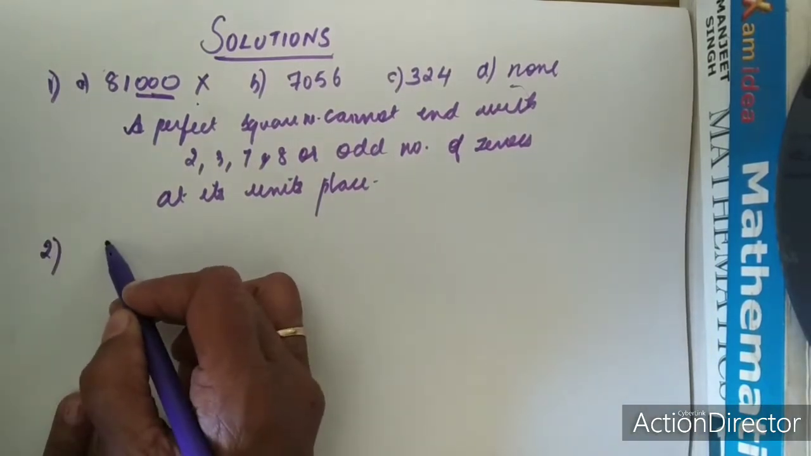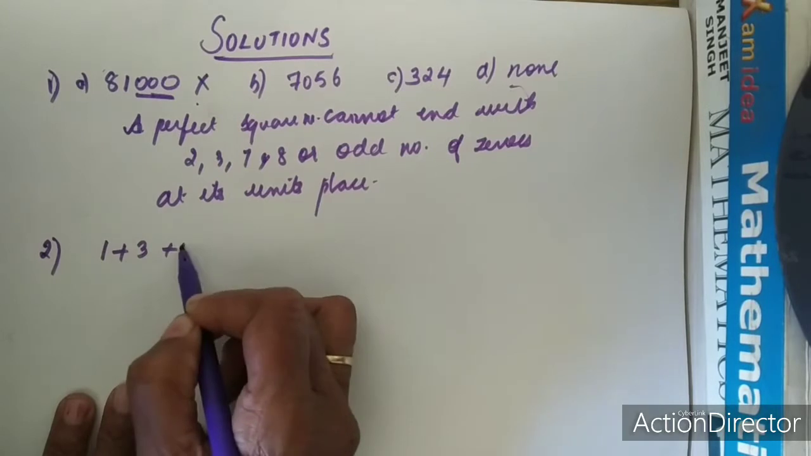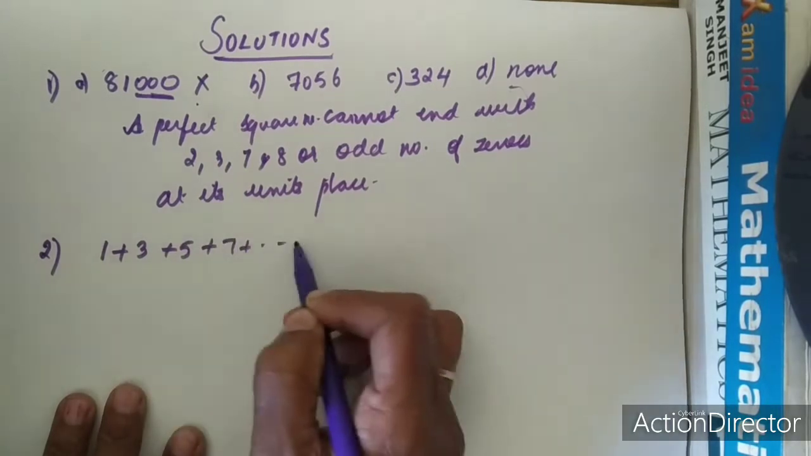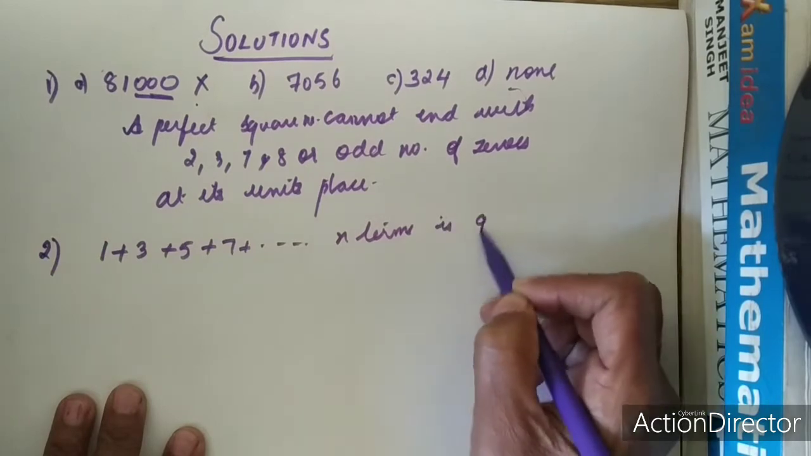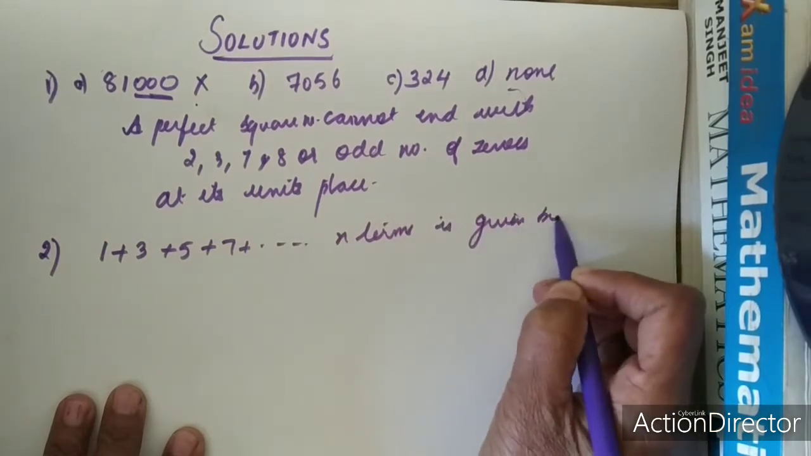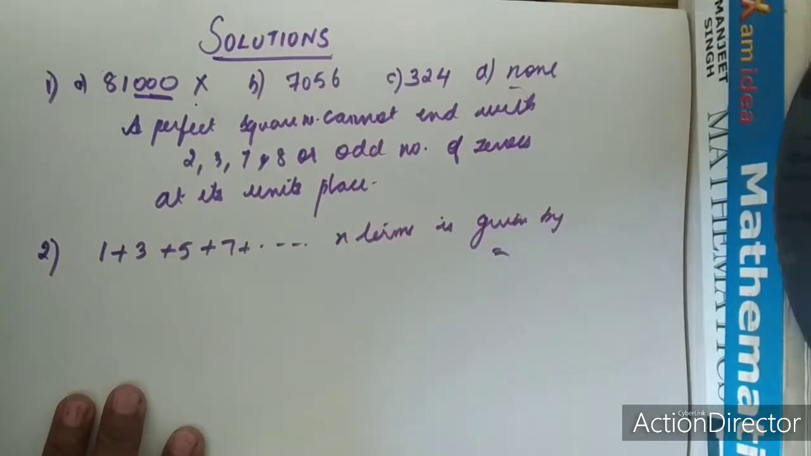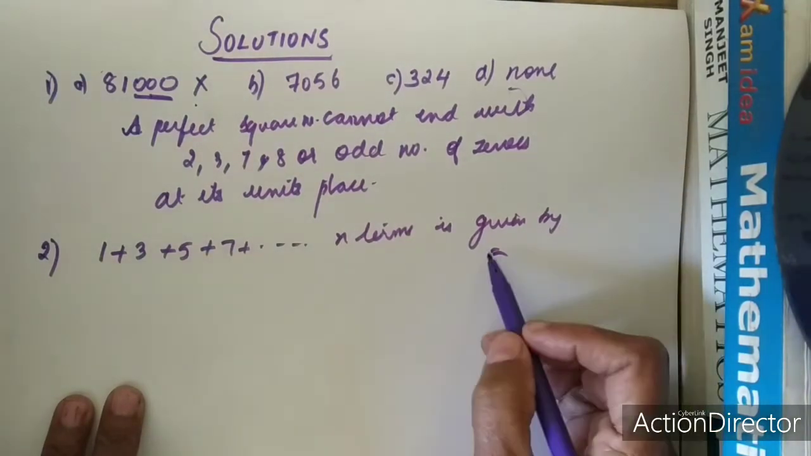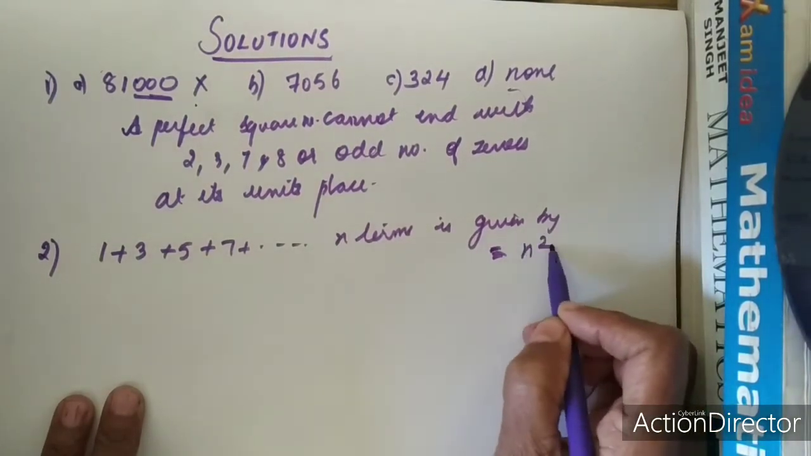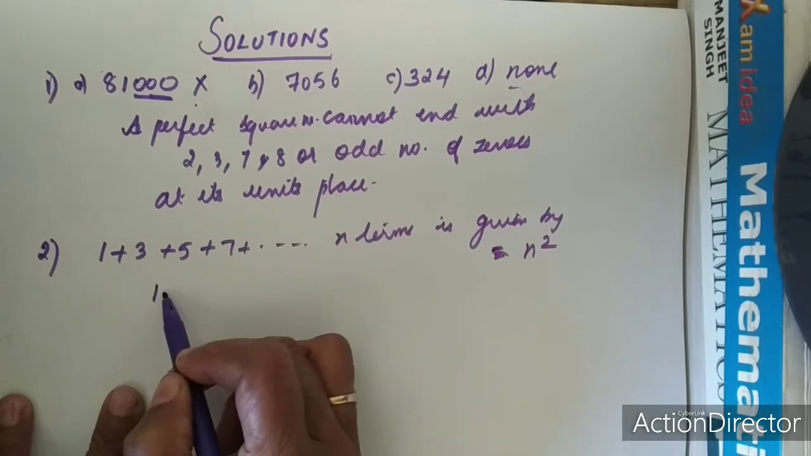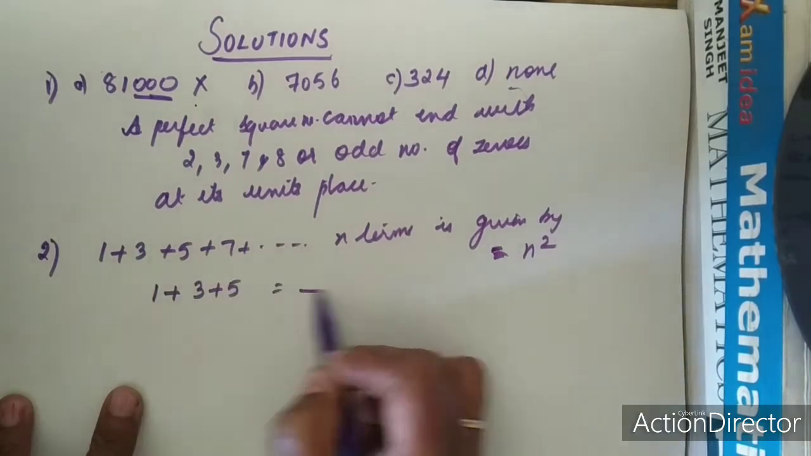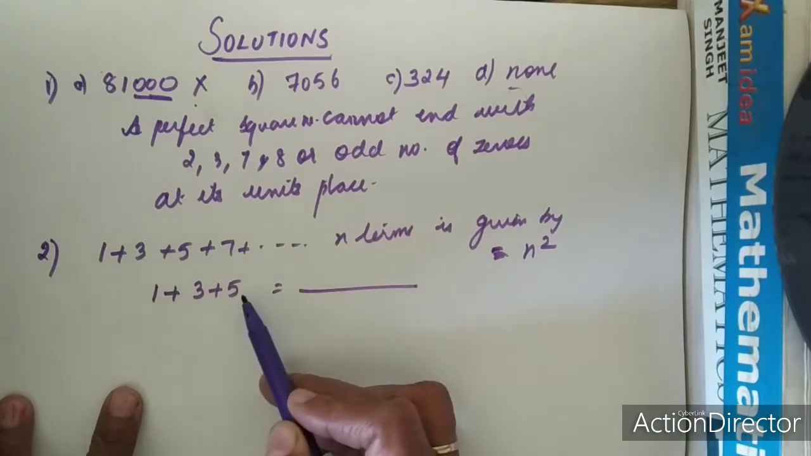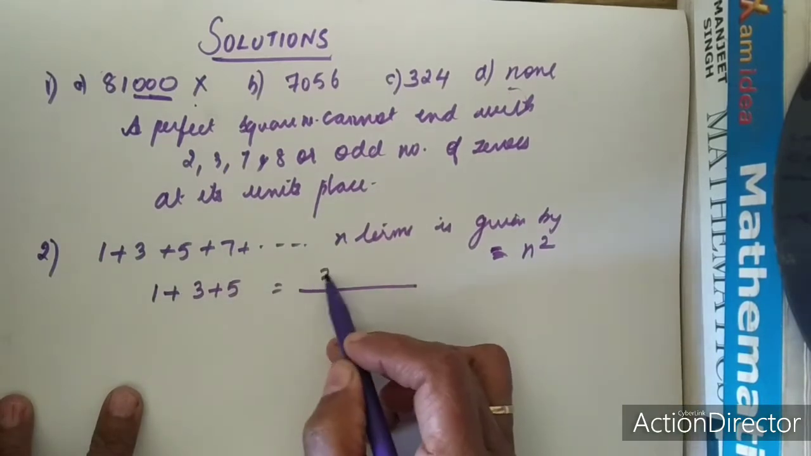The sum of 1 plus 3 plus 5 plus 7 up to n terms is given by. Now, since there are n numbers, the general formula is n square. Suppose if I have only 3 odd numbers, 1 plus 3 plus 5. So what will be my answer? Since I am having only 3 numbers, my answer is 3 square.